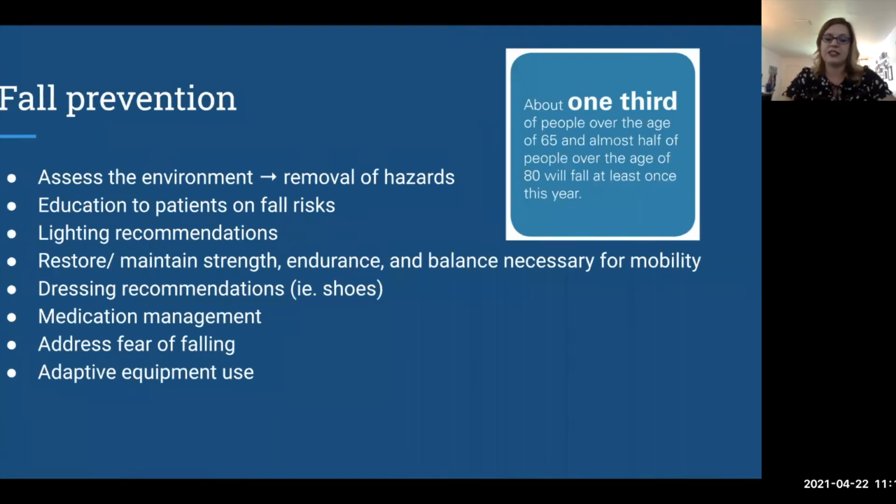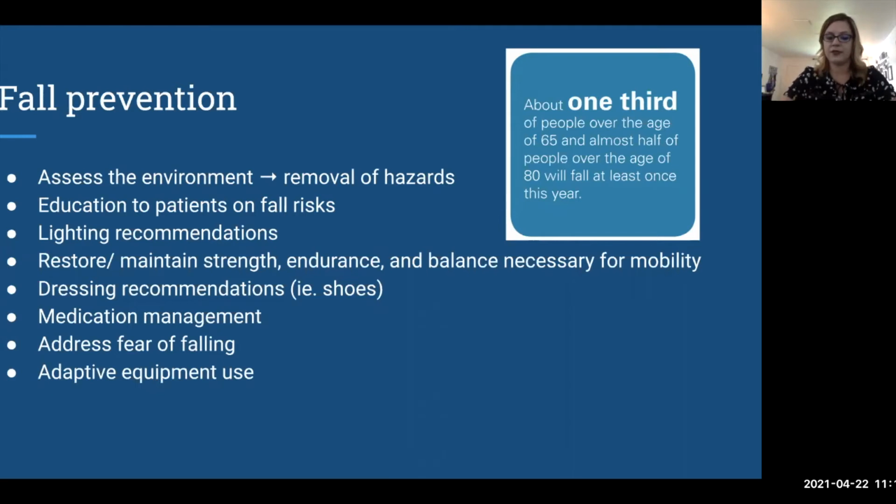So in close relation to aging in place, we have the OT's role in fall prevention. Some examples of OT interventions that may reduce the risk of falls would include assessing the environment and removing hazards, such as removing a throw rug in a patient's bathroom. We can provide education to the patients on what fall risks are in their home, increasing their safety awareness. We could also provide them with visual aids. We can provide lighting recommendations.